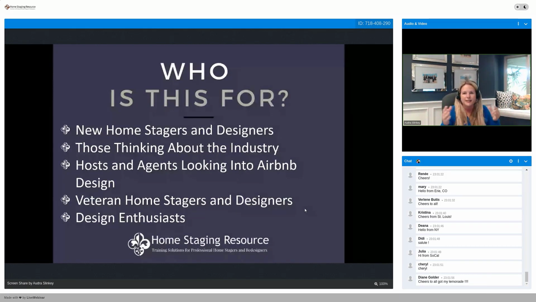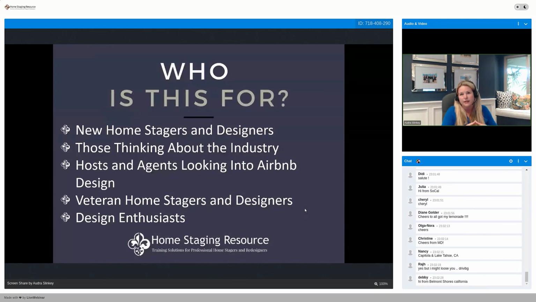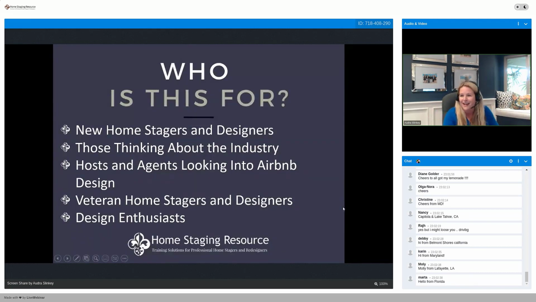These workshops are really geared towards new stagers and designers. Anyone thinking about that industry, you love design, you want to dip your toe into it. This one in particular is for Airbnb hosts, people that have properties, or even agents who are looking into Airbnb design, trying to figure out how to break into that industry. Veteran stagers and designers, you're actually really going to love this one, and even my design enthusiasts. So if any of those fit you, go ahead in the chat and say yes, me.